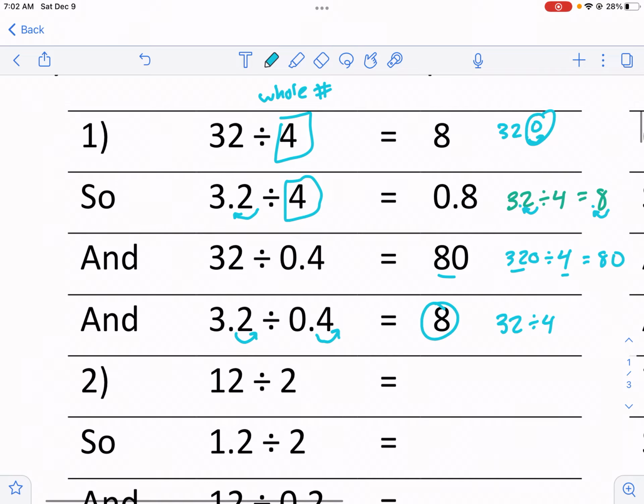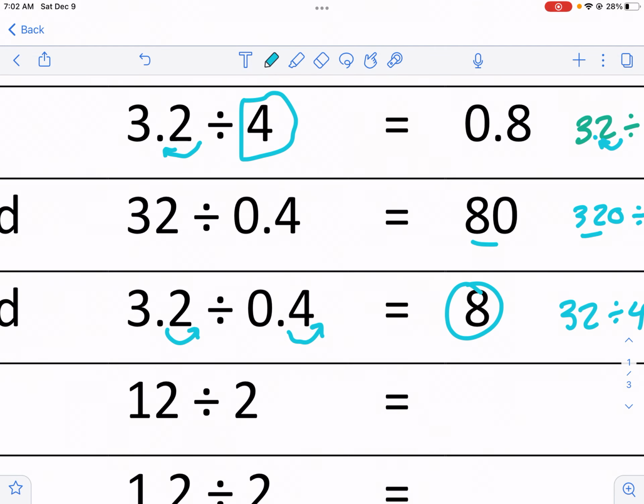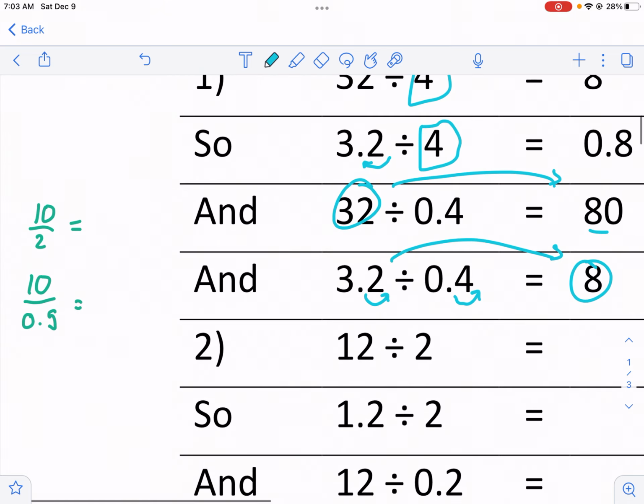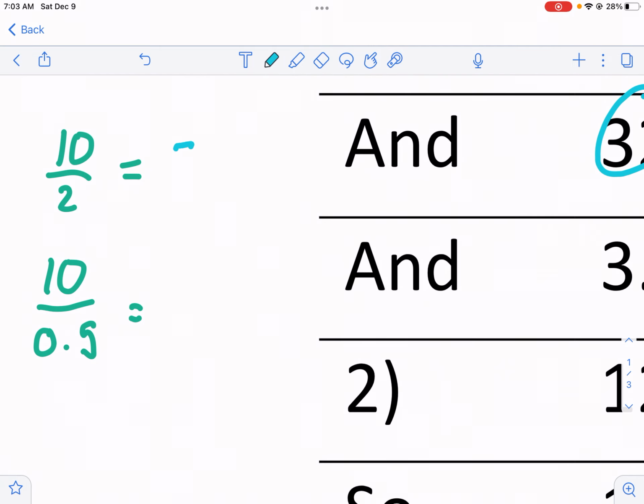Now here's my question for you. Why is it that the number gets bigger? 3.2 becomes 8, and 32 becomes 80. Why does it get bigger when we divide by a decimal? Well, consider this. If we have 10 divided by 2, that gives us 5. We know that.